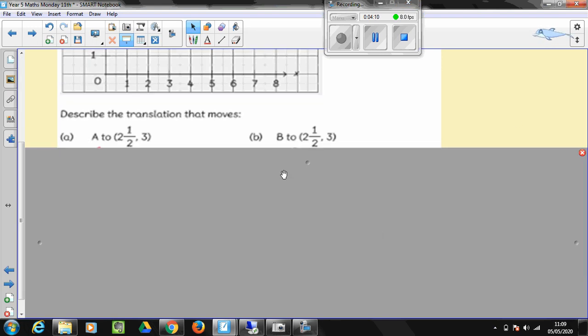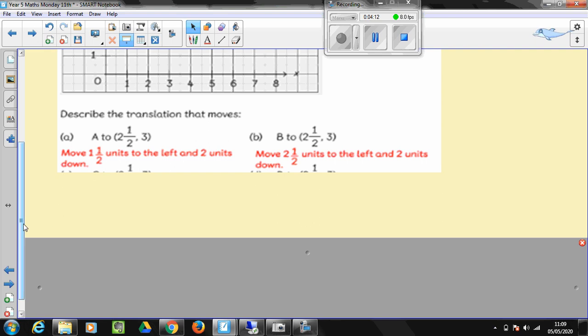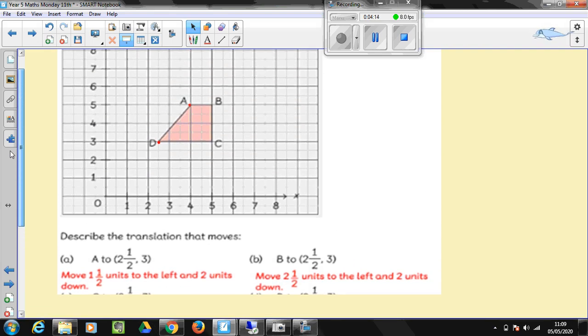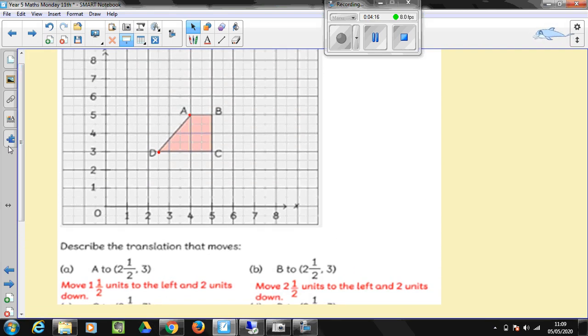Let's look at our answers. For A to move to 2.5, 3, it would have to move 1.5 units to the left and 2 units down. You might have described it as 2 down and 1.5 to the left. For B to move to 2.5, 3, it would have to move 2.5 units to the left and 2 units down. Again, you might have described it either way round.